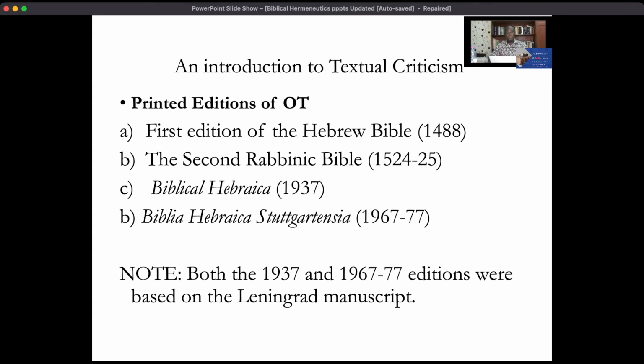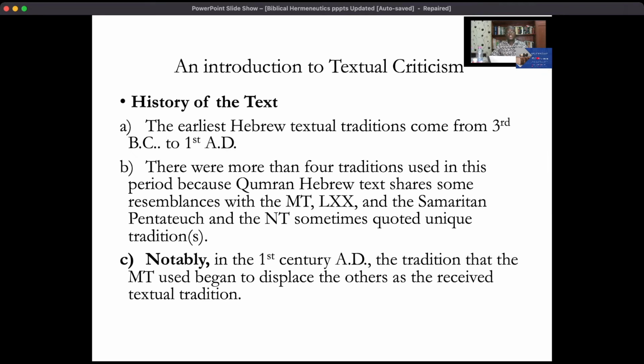Note here that both the 1937 and 1967 to 77 editions were based on the Leningrad manuscript. And so because the Leningrad manuscript contains the entire Old Testament, our present Old Testament is based on the Leningrad manuscript that we have already shared with you. The earliest Hebrew textual traditions come from the 3rd century BC to the 1st century AD.